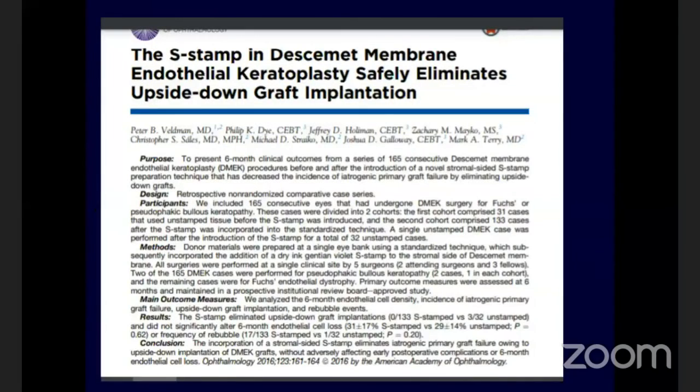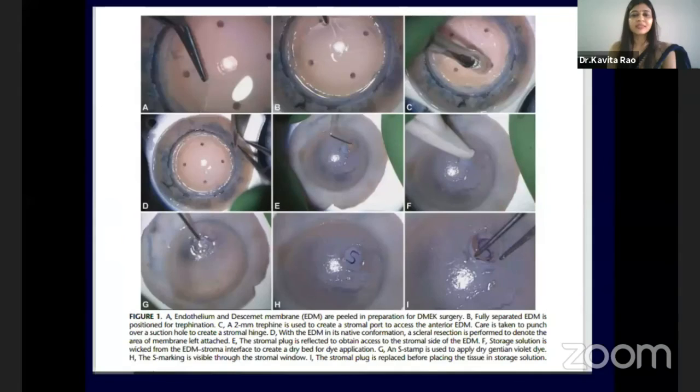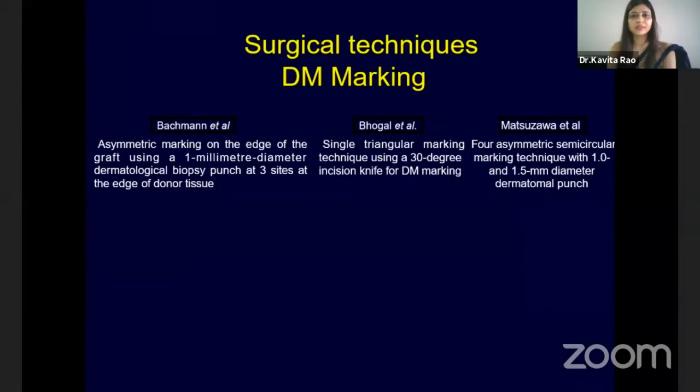Can you wind up, Kavita? Okay, so this is the S stamp. I think again you all are going to be showing this.